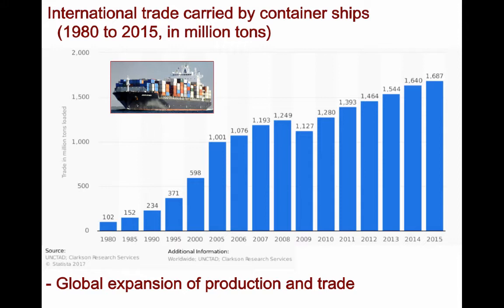The quantity of goods carried by container ships has gone from around 100 million metric tons in 1980 to over 1.6 billion metric tons today. The global expansion of production and trade has been nothing short of remarkable. But when did this era of globalization actually begin?